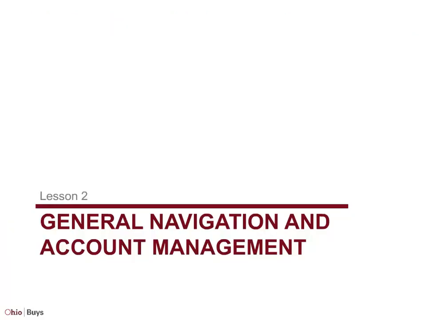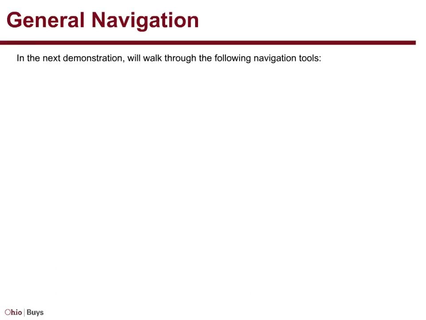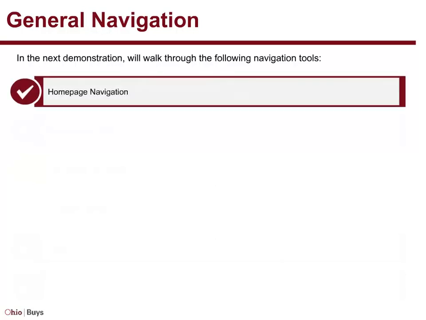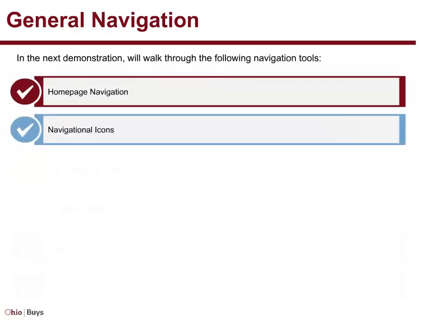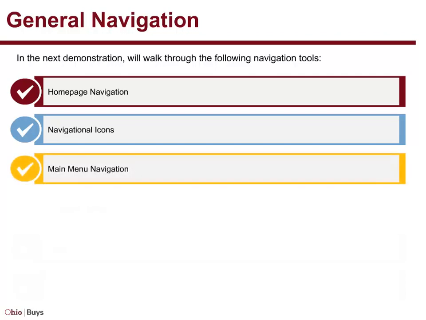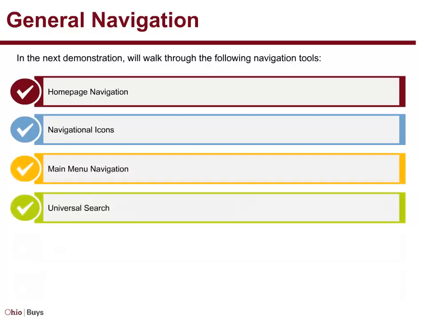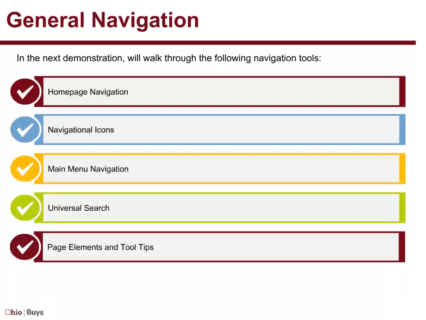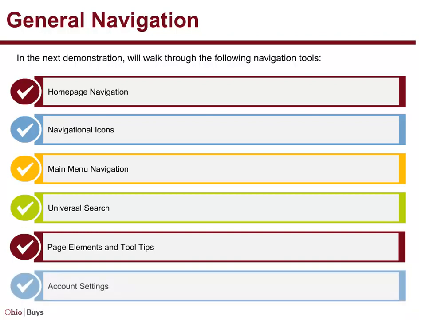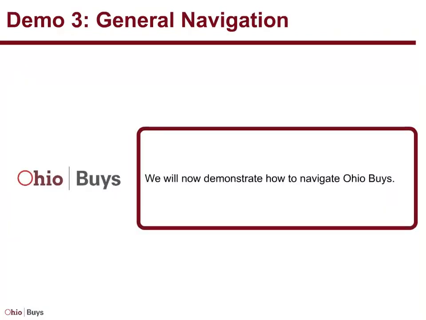Lesson 2. General Navigation and Account Management. In the next demonstration, we will walk through the following navigation tools: Home page navigation, navigational icons, main menu navigation, universal search, page elements and tool tips, and account settings. We will now demonstrate how to navigate Ohio Buys.